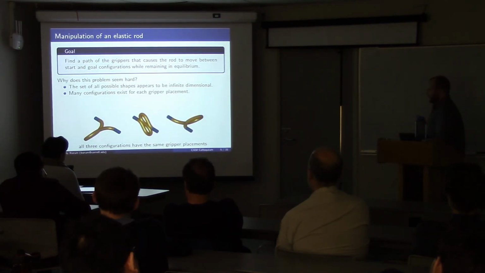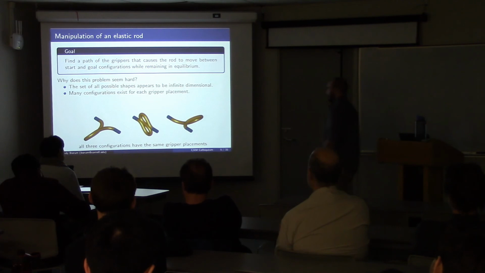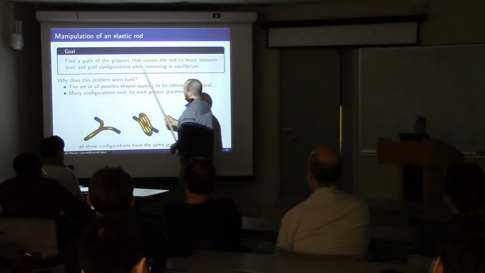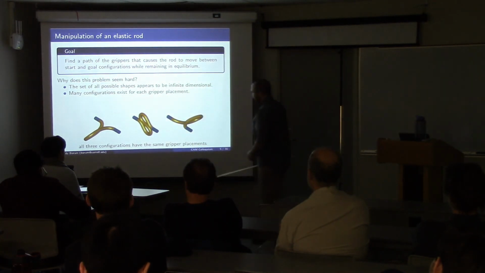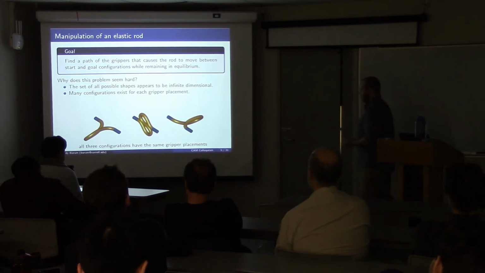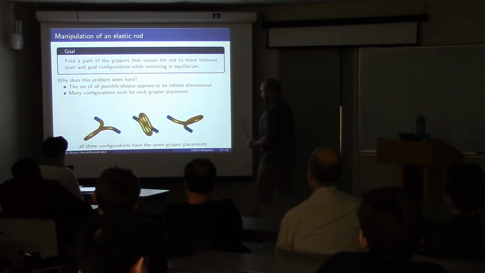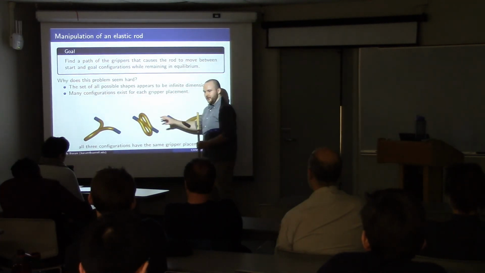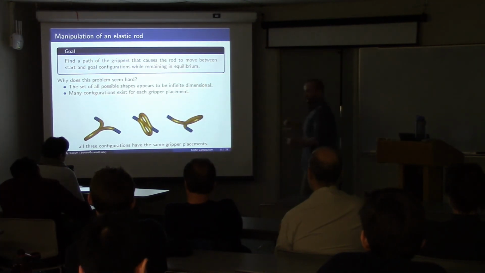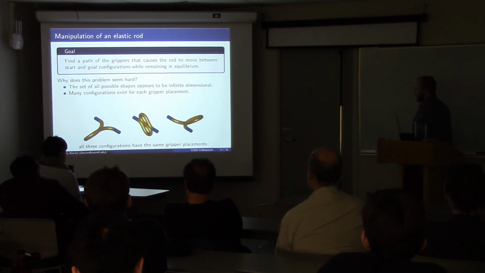The second reason this is hard is that our goal explicitly asks for paths to the grippers. But the grippers really aren't a good set of coordinates for describing the rod. Specifically because you can have multiple shapes in equilibrium for the same gripper placement. Here we have 3 different shapes, all have the same gripper placement.